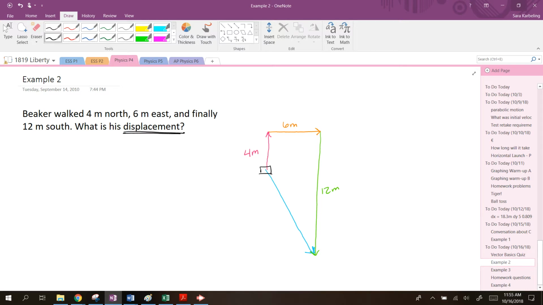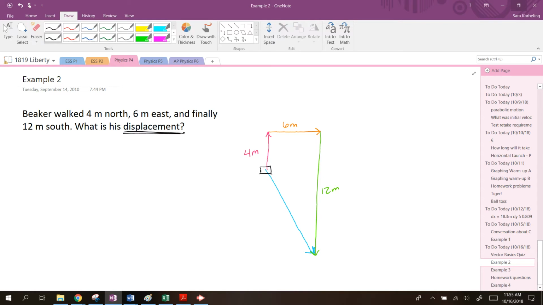Okay? Do you remember what this blue vector is called? It starts with an R. The resultant. It is the result of all of the other vectors, okay? Resultant means the result, okay? So what is his displacement? I want to know the blue vector. So there are lots of ways we can do this, but I'm going to try and teach you the easiest one.